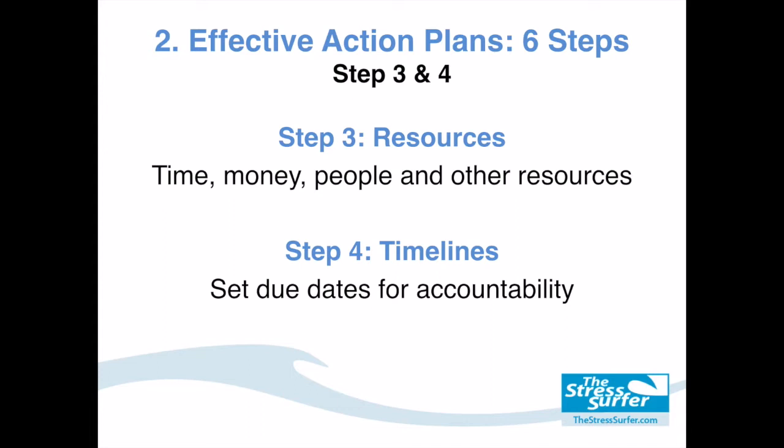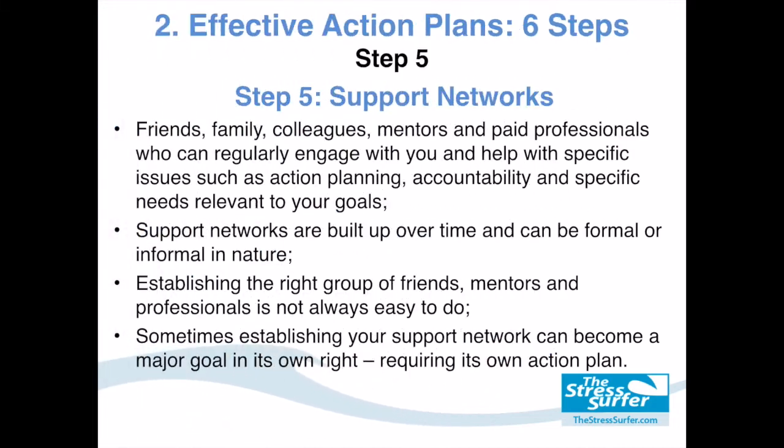Step 4 is about timelines. This is about due dates which help us be accountable as well as understand if there's slippages in our action plan because we've missed certain dates in our timeline. Step 5 is about support networks. And in effective action plans, we need to note family, friends, colleagues, mentors, or paid professionals who we might need to engage with on specific issues, as well as accountability relevant to our goals.